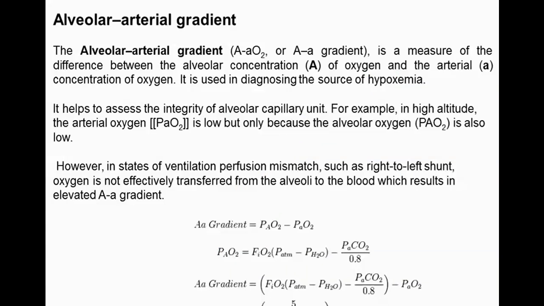So the alveolar pressure will be, let's resemble it by numbers. The A gradient, A capital for alveoli, a small for arterial. So it will be the alveolar pressure of oxygen minus the arterial pressure of oxygen. It's clear? The alveolar pressure of oxygen may be found in the ABG. It's not difficult. If not found, we can calculate it.